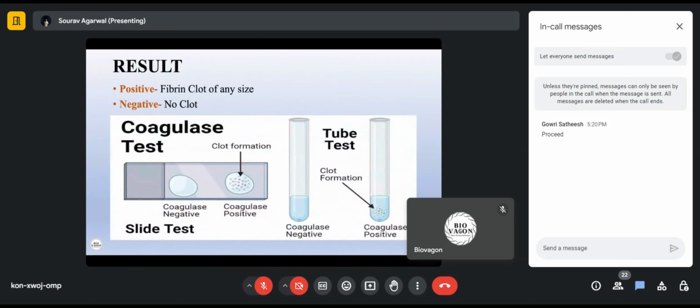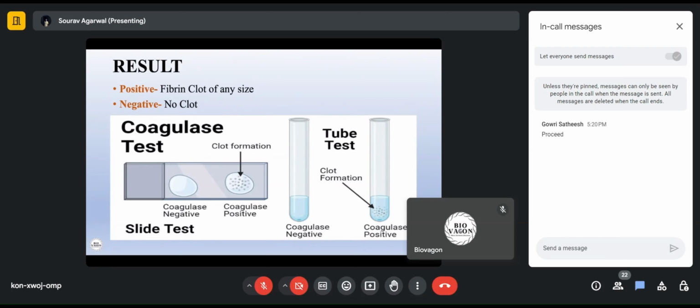We can say our organisms are coagulase positive if they produce a fibrin clot, no matter what size. If there is clot formation, it is coagulase positive, and if you see no clot or no coagulation, that is coagulase negative.